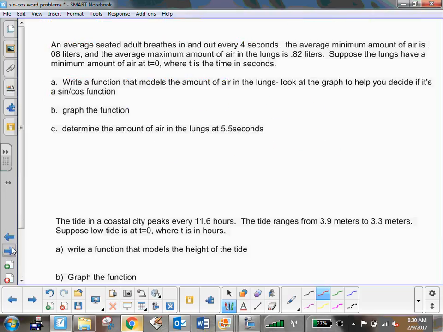Now we get to do this as a word problem. Oh, it's fine. All right. On average, an average seated adult breathes in and out every 4 seconds. So let's think about it. In, out, and in. Wouldn't that be a full cycle? Wouldn't that be a period? In to out to back in is a period. Okay? You understand that? That's a period.